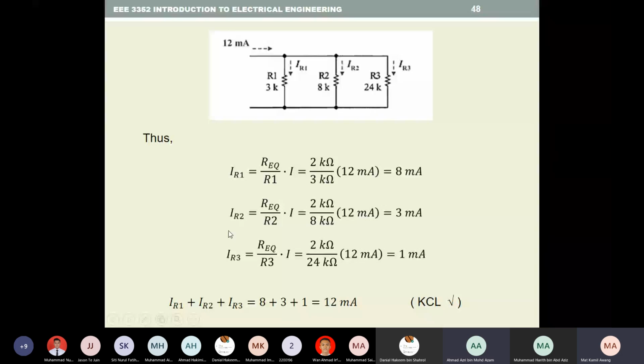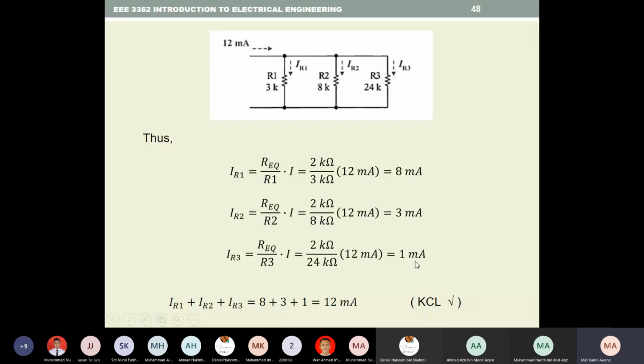So IR2 is equal to R equivalent divided by R2 times Is. So 2 kilo ohms divided by 8 kilo ohms times 12 milliamps equals 3 milliamps. For IR3, R equivalent divided by R3 times Is is equal to 2 kilo ohms divided by 24 kilo ohms times 12 milliamps, so equal to 1 milliamp.